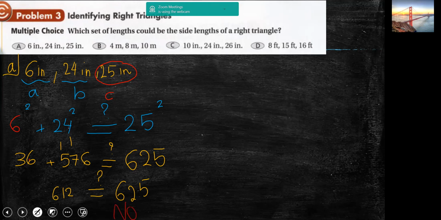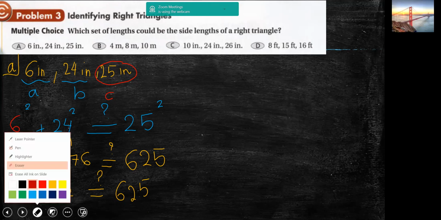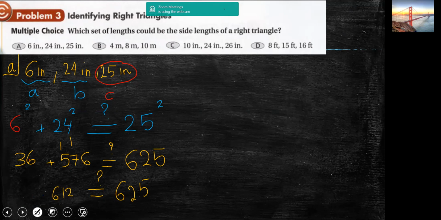So what does it mean? Is this a right triangle? No, it's not a right angle. So I will write here: no, it is not a right triangle. Now, let's do B.